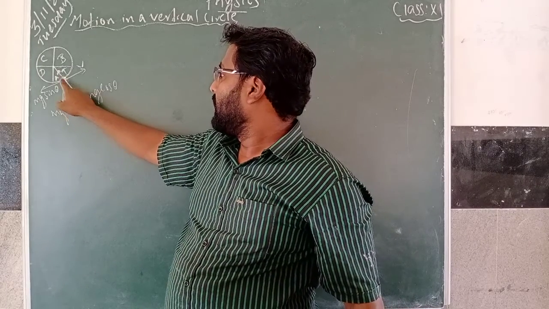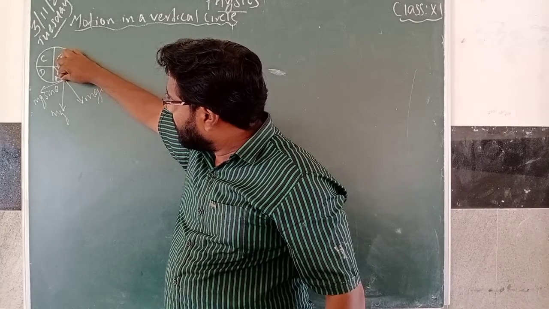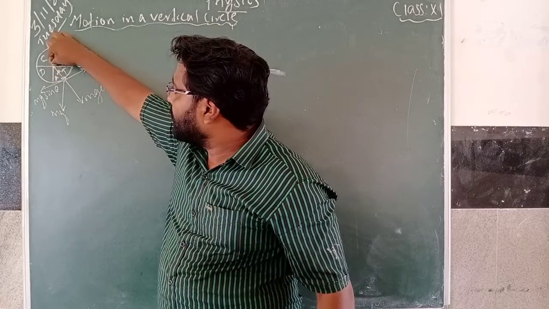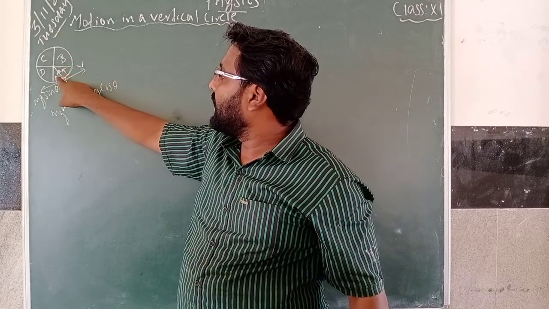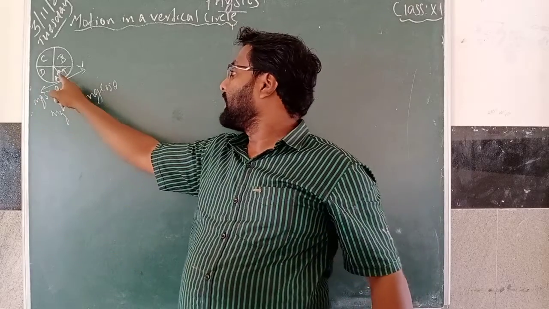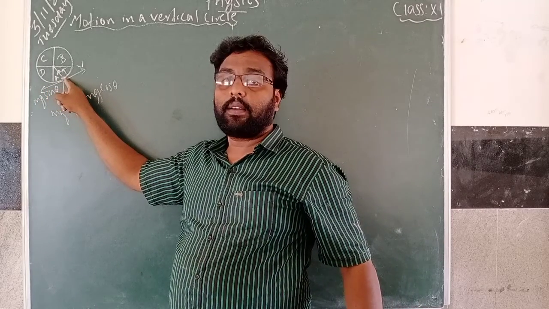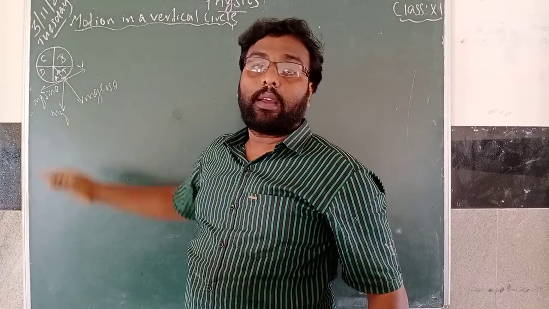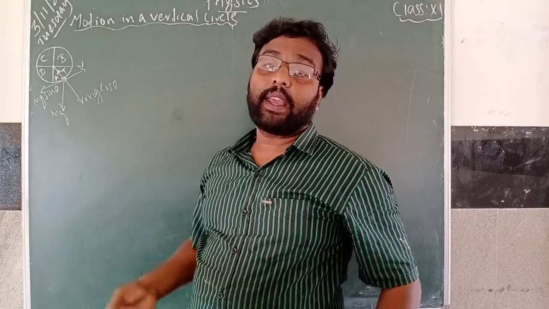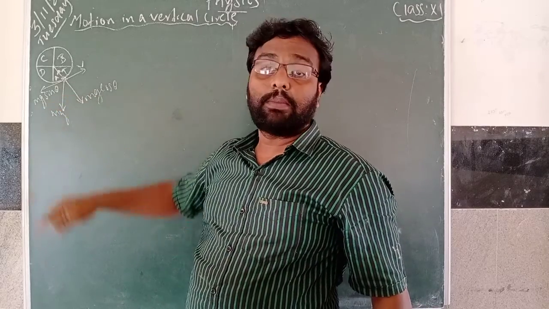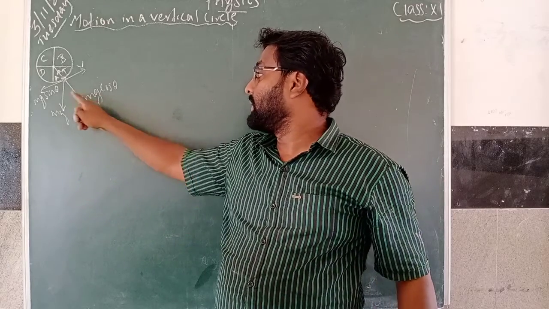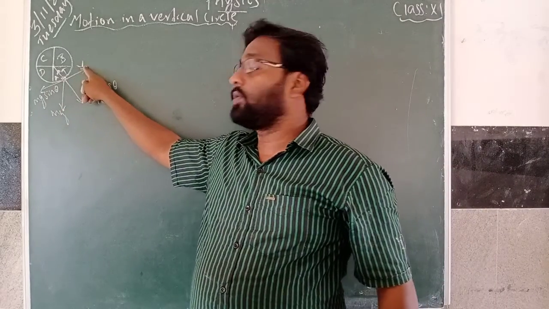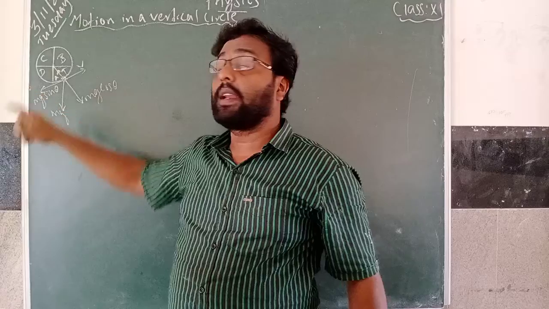You see here the mass object. This inextensible string is used to tie this object, so there will be tension in this direction. And downward, mg. Now here it is making an angle theta. So this mg is splitting into two components, mg cos theta and mg sin theta. This mg sin theta is along the tangent and mg cos theta is to balance the tension.